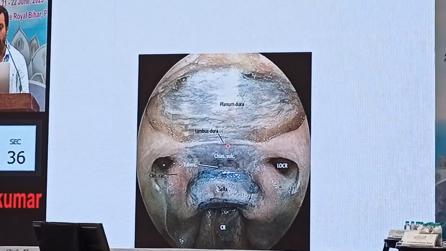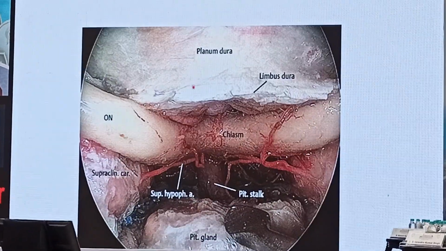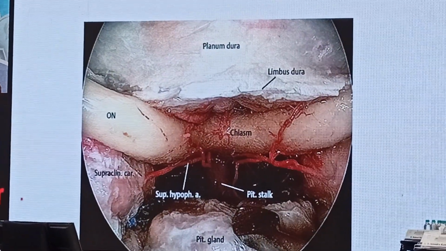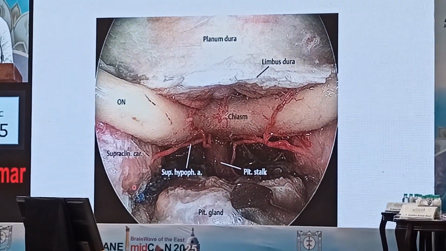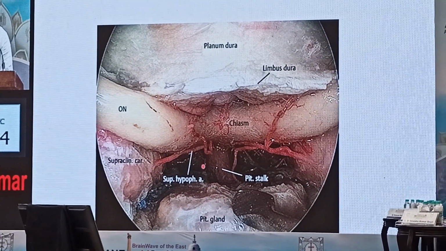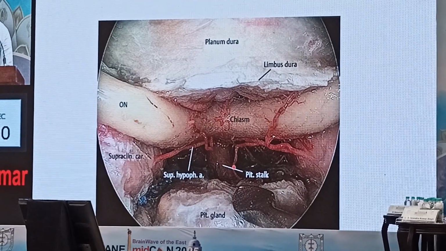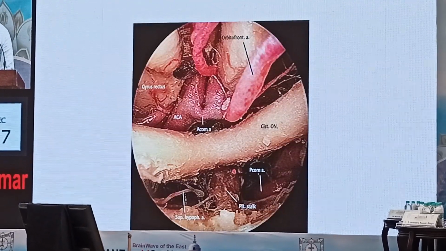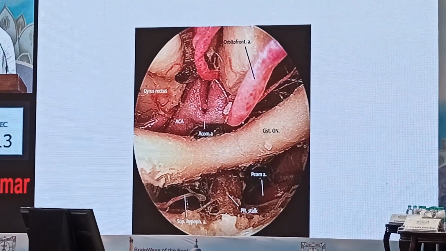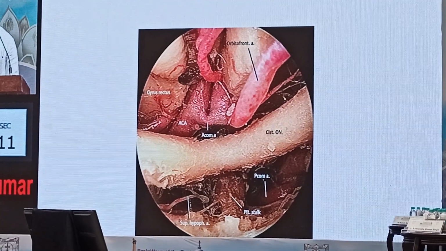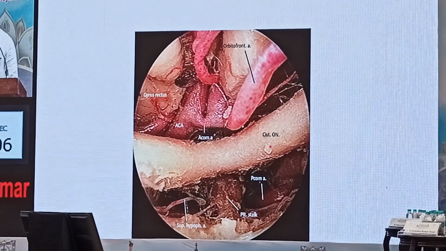When you remove the dura of the planum area and the chiasmatic sulcus, these are the structures that are visible. These are the optic nerve, chiasm, and here the pituitary gland, and this is the superior hypophyseal artery, which supplies the chiasm as well as the pituitary stalk. When the dura of the planum is removed, these are the structures that are visible. Here we can see the bilateral A1 with the ACom, gyrus rectus, as well as the optic chiasm and optic nerve.